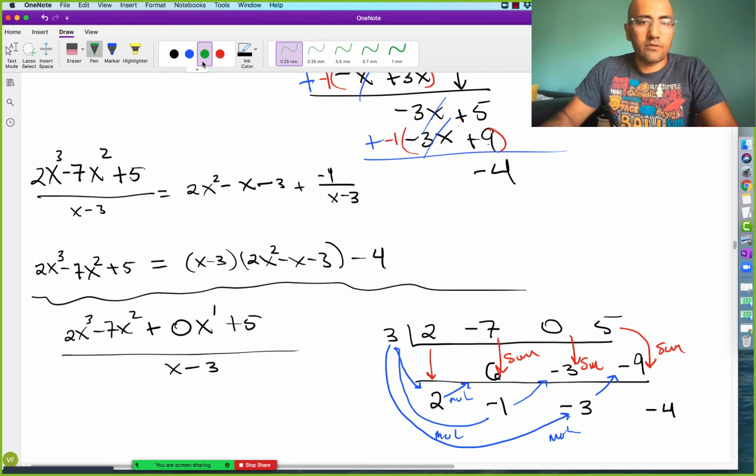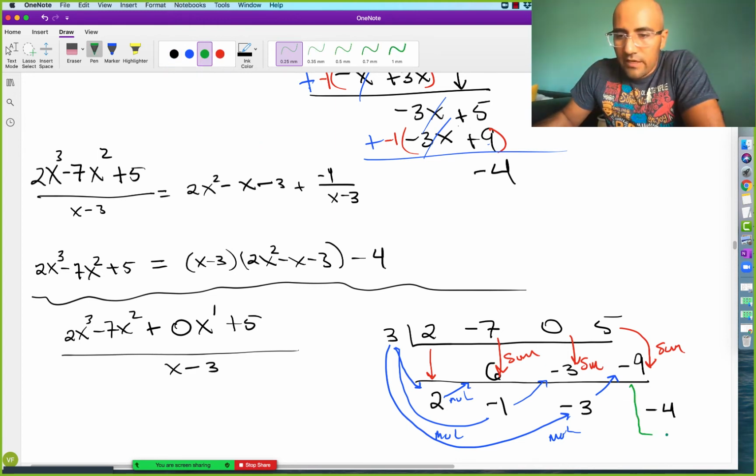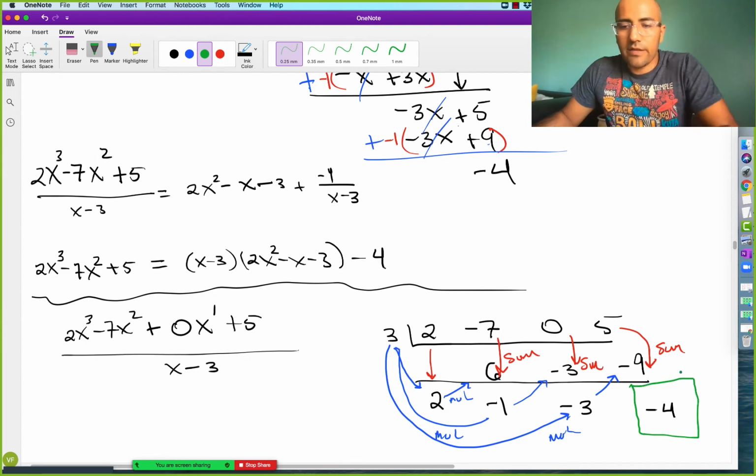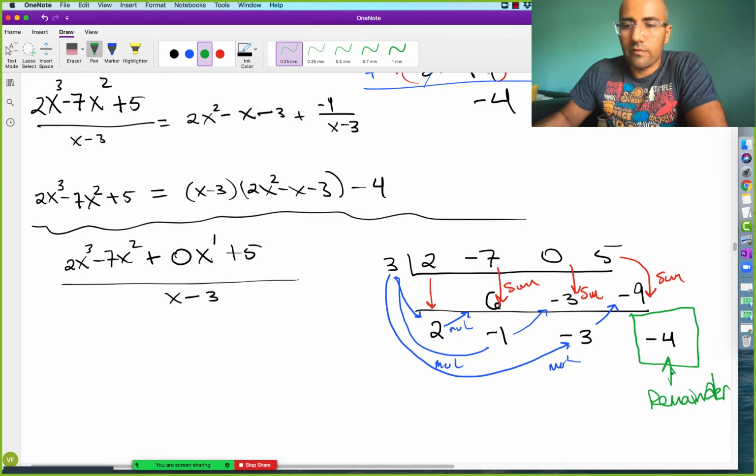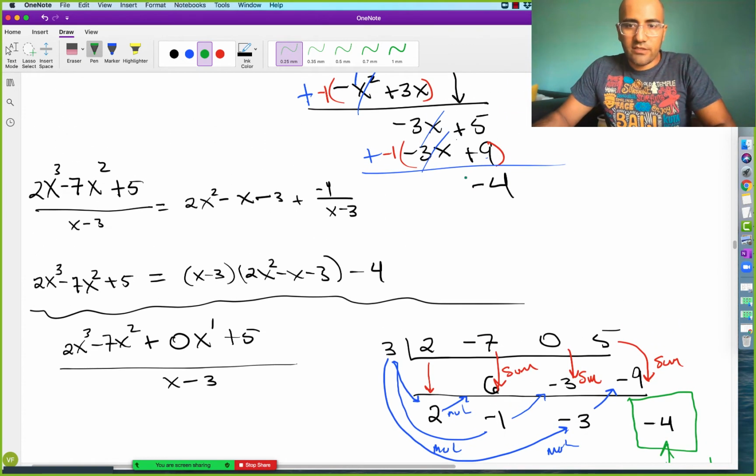Okay, the last one you get on there is going to be your remainder. How about this color? The last number you get through the synthetic division process will be your remainder. Notice that it matches our remainder from over here.